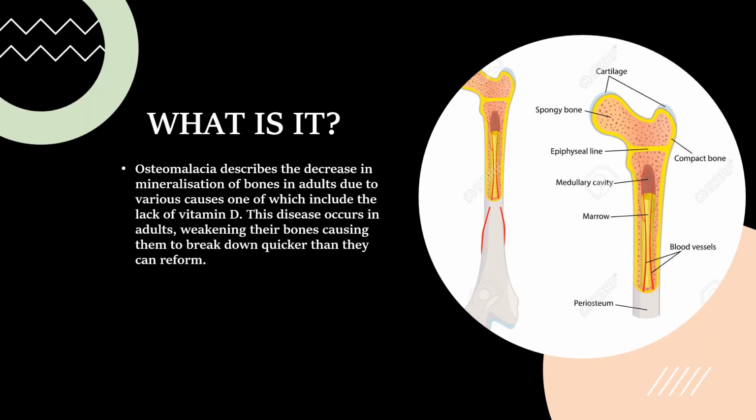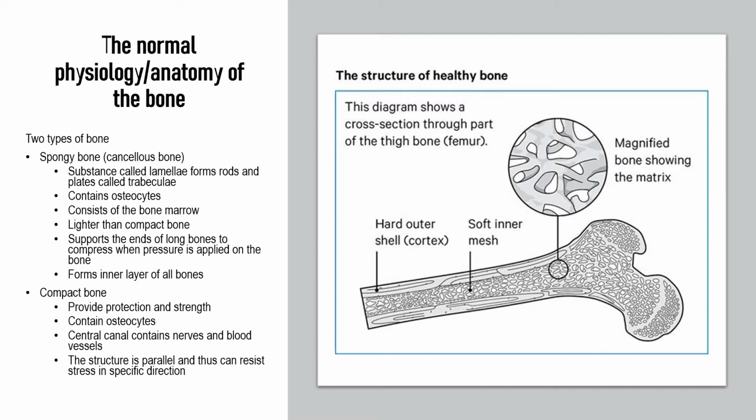Osteomalacia. Osteomalacia describes the decrease in mineralization of bones in adults due to various causes, one of which includes the lack of vitamin D. This disease occurs in adults, weakening their bones, causing them to break down quicker than they can reform. The normal anatomy of the bone.